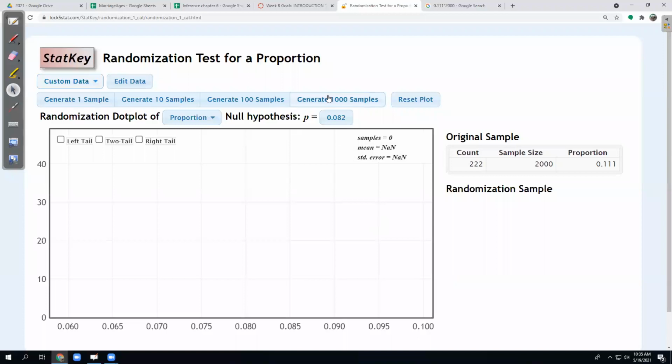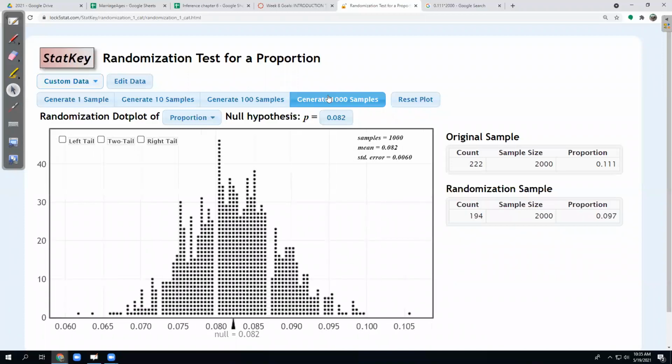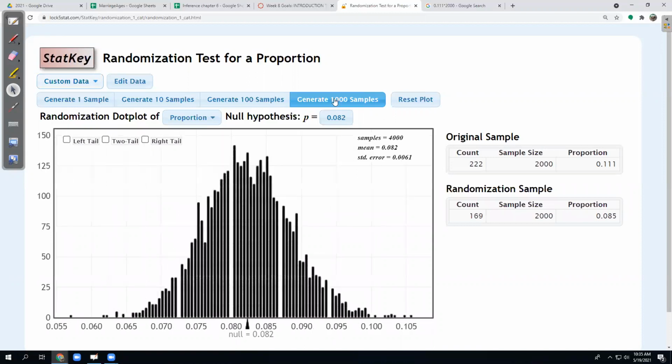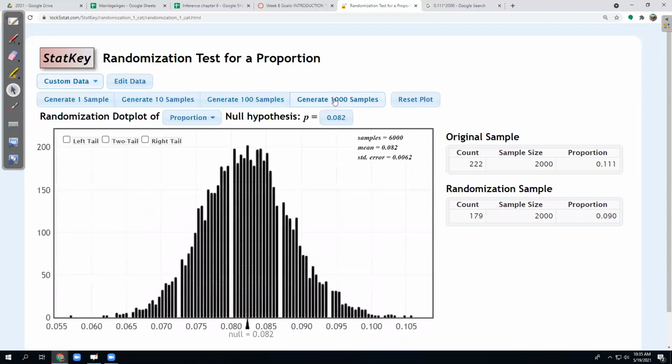So don't forget to adjust the null after you put your data in. And now we're ready to generate thousands of samples. And StatKey will estimate that standard error. That should be close to what our crazy square root is. I'm going to check that with my calculator in a second. We got 6,000. Let's go 7,000 samples today. So StatKey says the standard error is about 0.0061.